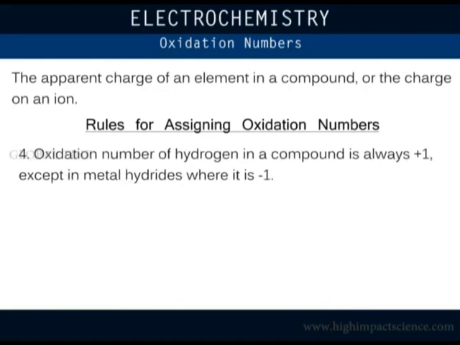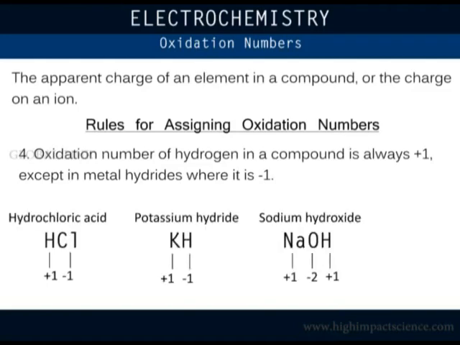The oxidation number of hydrogen in a compound is always +1, except in metal hydrides where it's -1. And so in hydrochloric acid, the oxidation number of hydrogen is +1, but in potassium hydride, it is -1. In sodium hydroxide, it is +1.